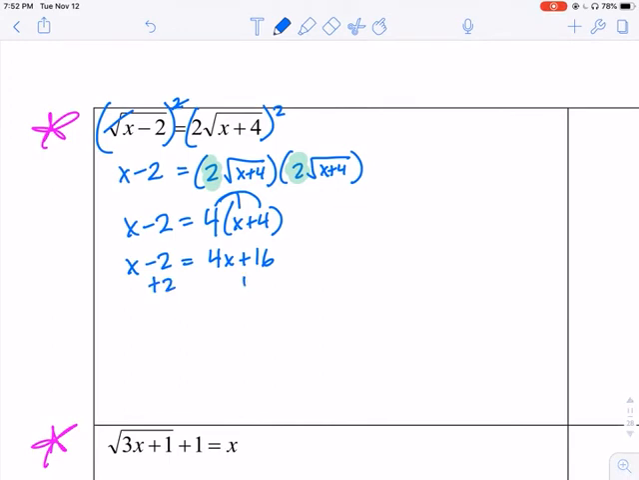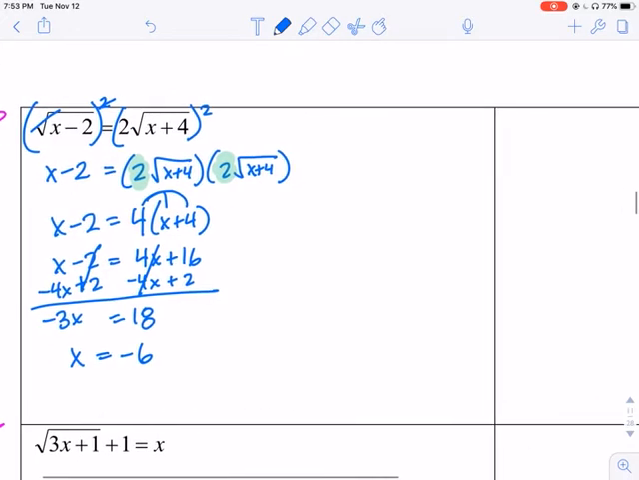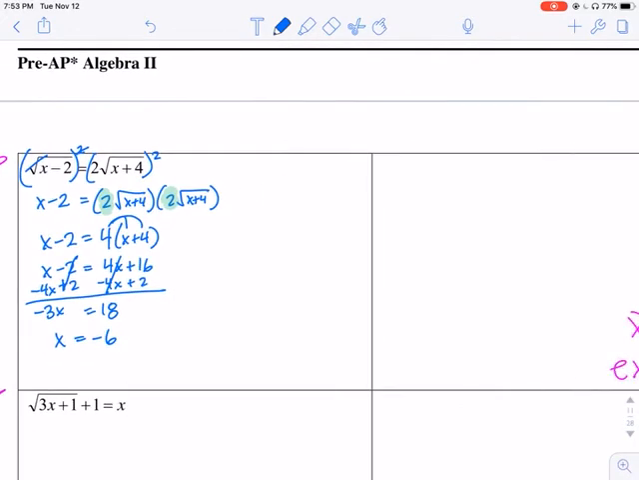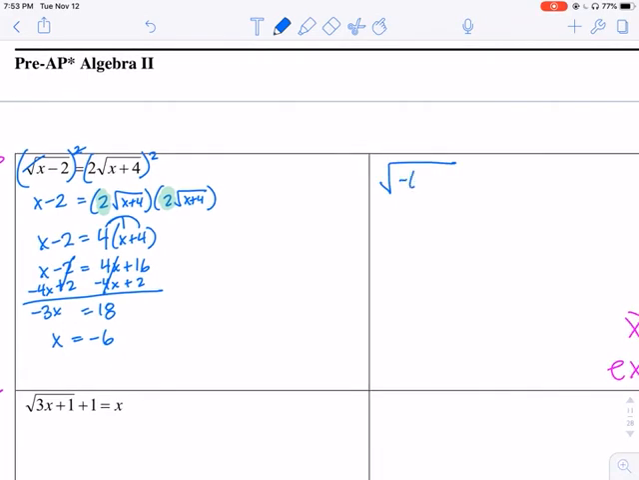I'm going to add 2 on both sides, subtract 4x on both sides. I get negative 3x equals 18. So we'd say that x equals negative 6. From there, I'm going to go ahead and plug it in to make sure that it works. So anywhere I see x, I'm going to plug in negative 6. So negative 6 minus 2 should be equal to 2 times the square root of negative 6 plus 4. And right here I can see that this is going to be negative 8.